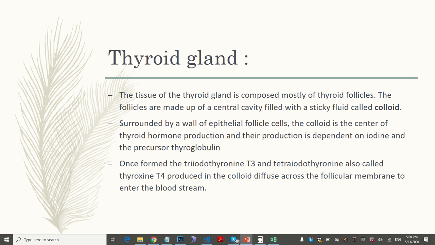Now, the tissue of the thyroid gland is composed mostly of thyroid follicles, and those follicles are made up of a central cavity which is filled with a sticky fluid called the colloid. Surrounded by a wall of epithelial follicle cells, the colloid is the center of thyroid hormone production, and production is dependent on iodine and the precursor thyroglobulin. So the thyroid hormones are formed from iodine and thyroglobulin. The two hormones are triiodothyronine, which is T3, and tetraiodothyronine, T4, also called thyroxine. They are produced in the colloid, and once produced, they diffuse across the follicular membrane to enter the bloodstream.